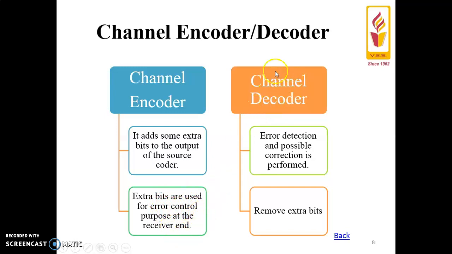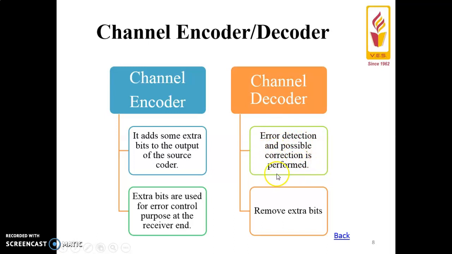Now what does the channel decoder do at the receiver with those extra bits which are added by the channel encoder? The channel decoder uses those extra bits for error detection and correction purpose. Sometimes you have only an error detection method. In that case, an acknowledgement is sent to the transmitter to retransmit the information again. But most of the applications use error detection and correction.